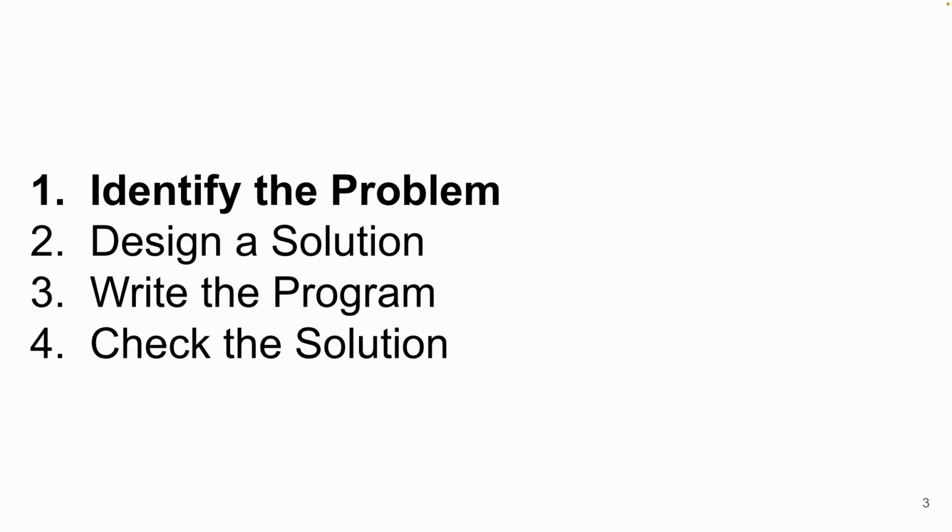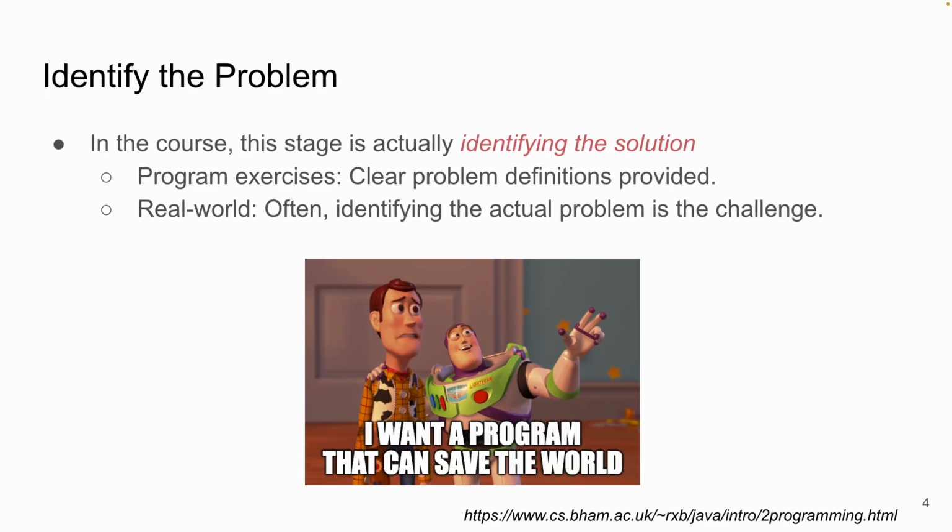So when we want to solve a real world problem by programming, we can divide the process into these 4 steps here. The first one is to identify the problem. The second is to design our solution. The third one is to write the program based on the solution we design. Finally, we need to check whether the solution works or not. So let's start from the first step, identify the problem.